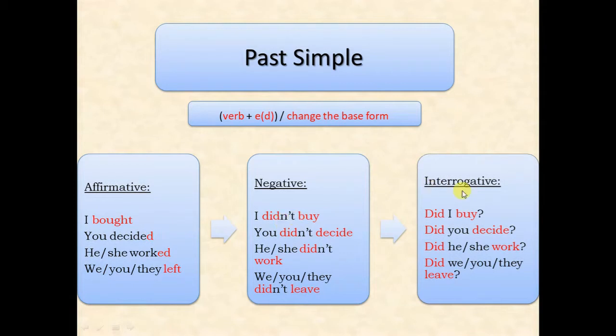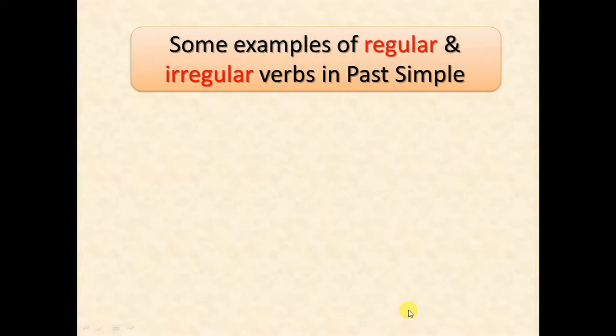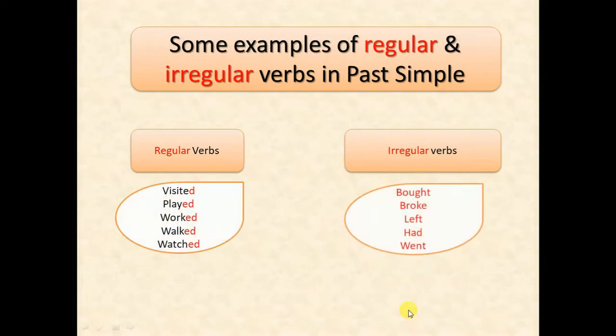While in the interrogative form we just put the did, and did I buy, did you decide, did she work, did you leave? Some examples of regular and irregular verbs in the past simple. So I repeat again the rule of regular verbs which take the ed suffix or only d, and irregular verbs which change their base form, like here.